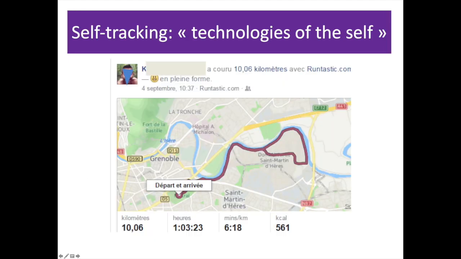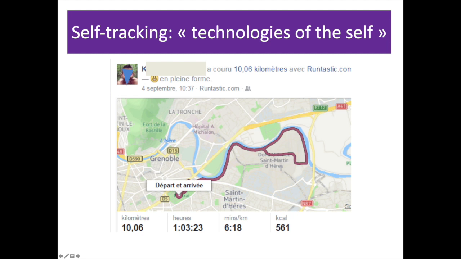Right. Now I'm going to say a few words about self-tracking. I'm sure you're familiar with this kind of application that you can put on your mobile phone. If some of you run, you might know that in France we use something called Runtastic. So I'm sure you've got these wearable technologies telling you how many footsteps you've taken in a day, how many calories you've eaten, if you've drunk enough water, and so on.